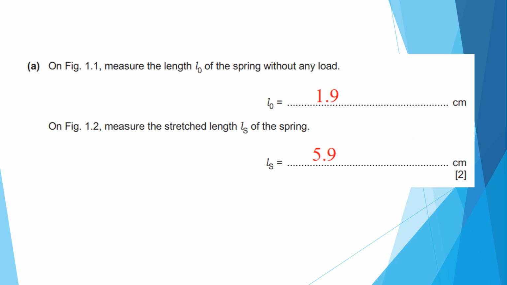So A part: on figure 1.1, measure the length L0 of the spring without any load. As we have identified what L0 is, if you use your ruler and measure, it is 1.9 centimeters. Second part: on figure 1.2, measure the stretched length Ls of the spring. So from the stretched spring with the load, Ls will be 5.9 centimeters.